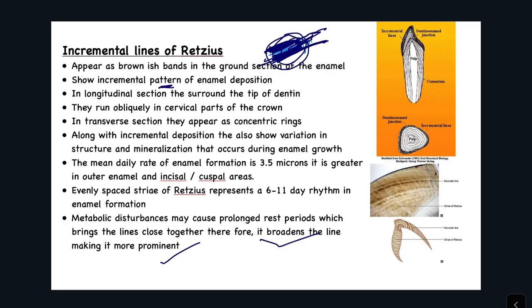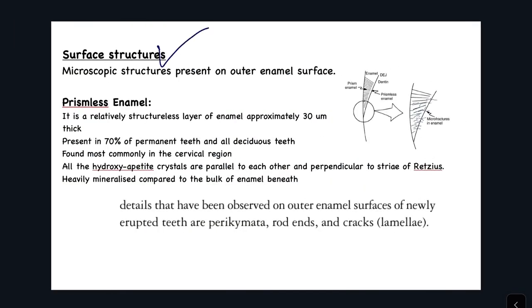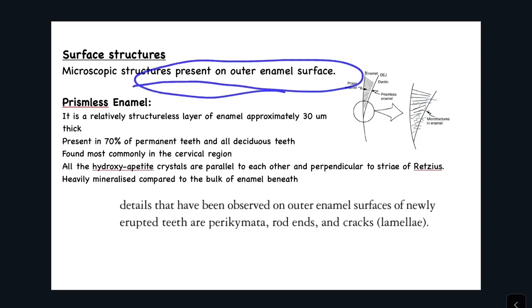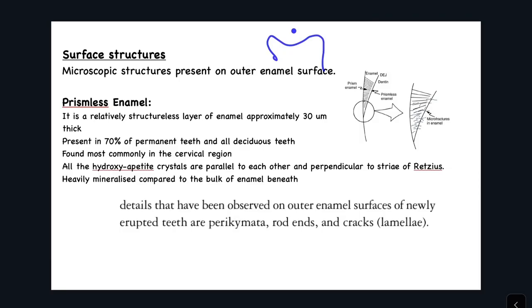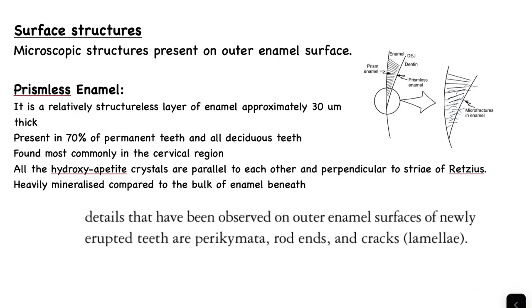All right. Now moving on to the surface structures of enamel. What are surface structures? These are microscopic structures present on the outer enamel. If I took a tooth and looked at it using a microscope, I'll see these structures. What is the first structure? The first structure is prismless enamel. Normally the enamel rods are arranged regularly, but in prismless enamel the rods are very haphazardly arranged. It is approximately 30 micrometers thick and is generally present in the cervical region. It is present in 70% of permanent teeth and all deciduous teeth.